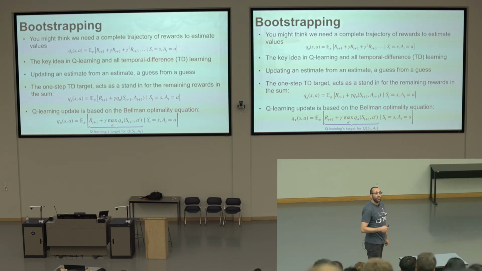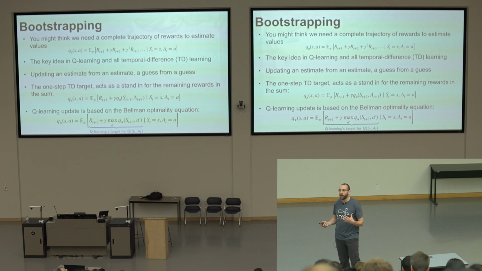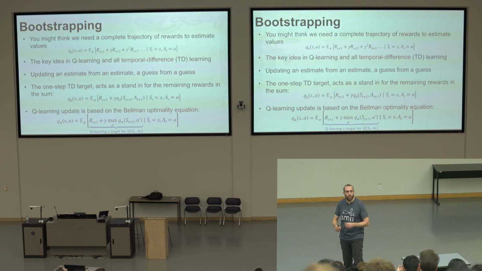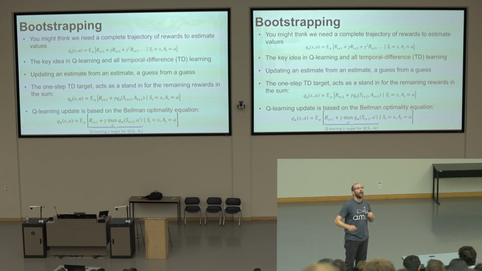So all of these things are expectations, so it's never about one trajectory. This data structure is talking about all the possible trajectories I could have from this starting point and what is their average.